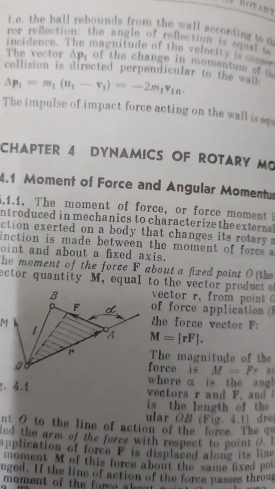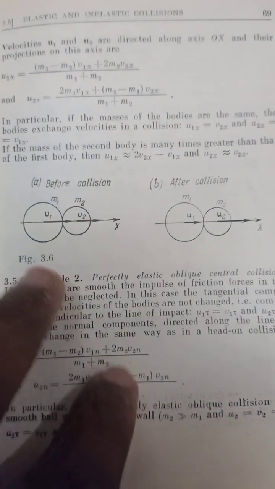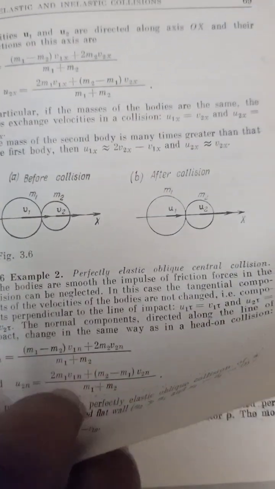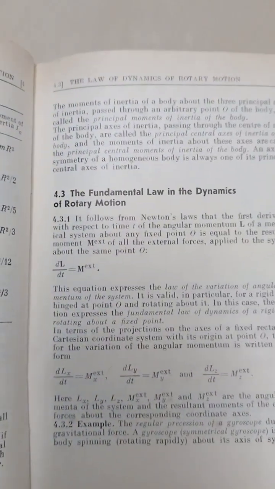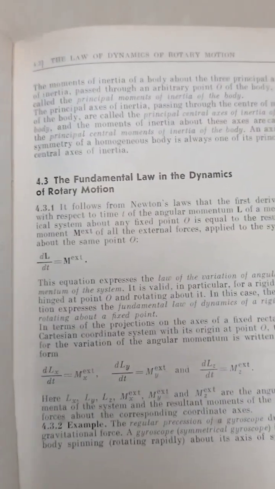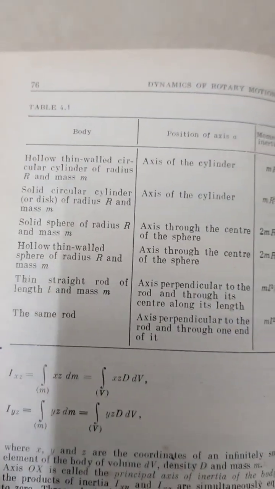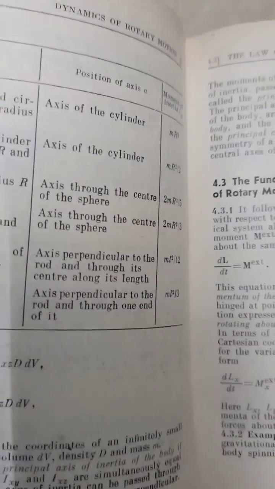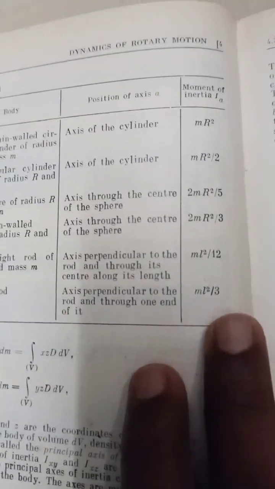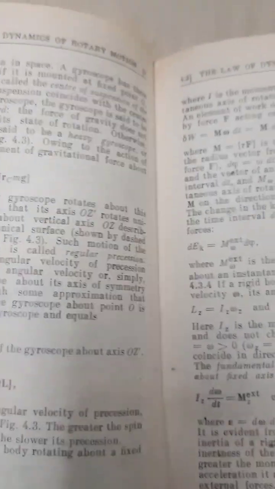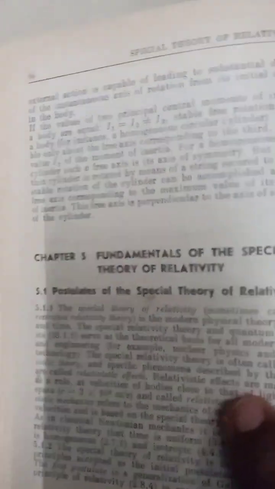And here it talks about the dynamics of rotatory motion, that is moment of force and angular momentum. And here there is collision, that is elastic and inelastic collision. As you go on turning the pages, you find the fundamental laws in the dynamics of rotational motion. And here it gives the table of the moment of inertia of different objects, which is usually found in all the books.